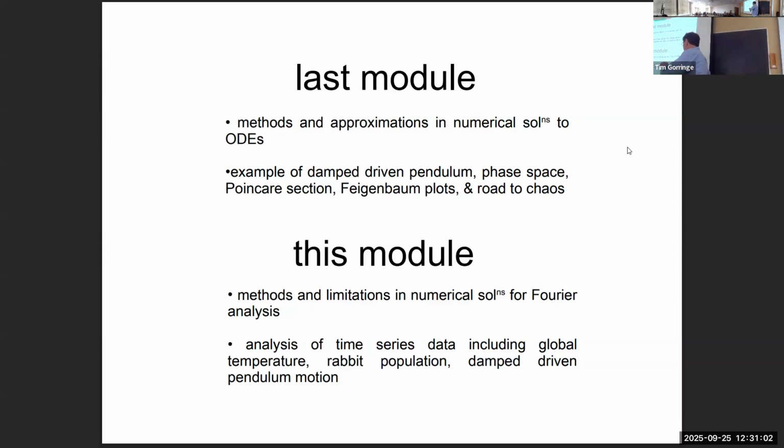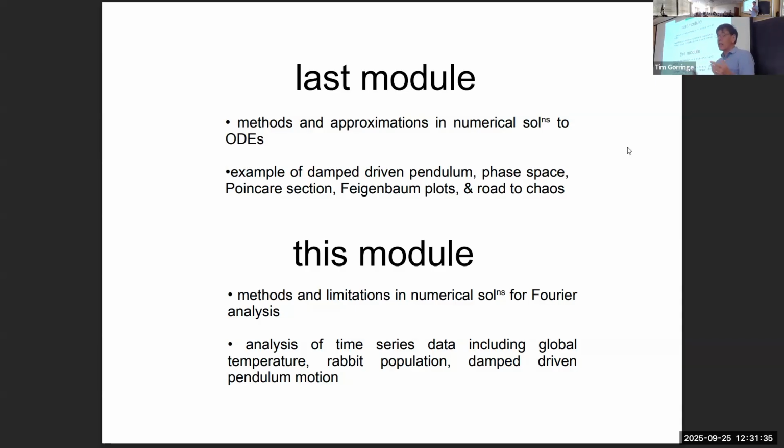In today's class, I want to introduce the numerical methods, the numerical approach for Fourier analysis. So we'll talk about that. I want to introduce some of the issues and limitations of the numerical Fourier analysis. And I want to look at some simple time series data in today's class. We'll look at other time series data in the next couple of classes.